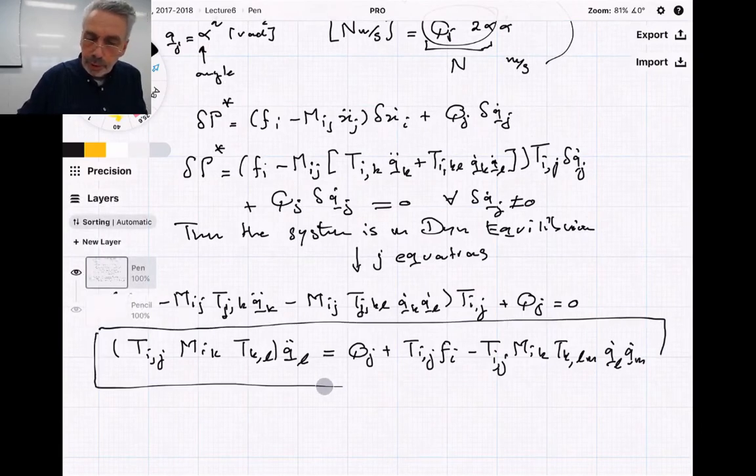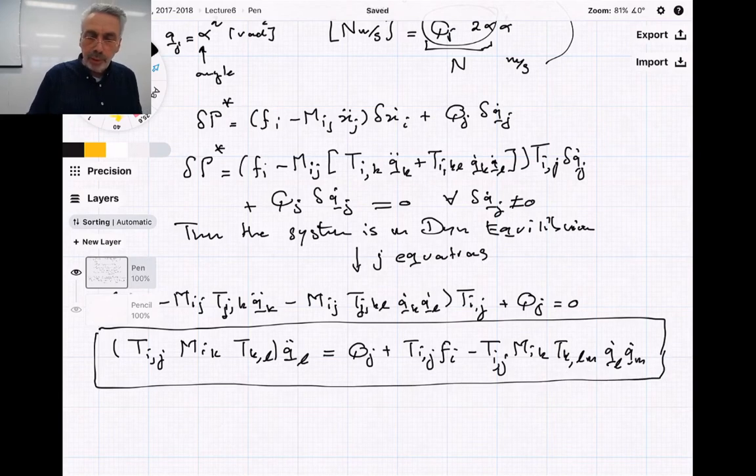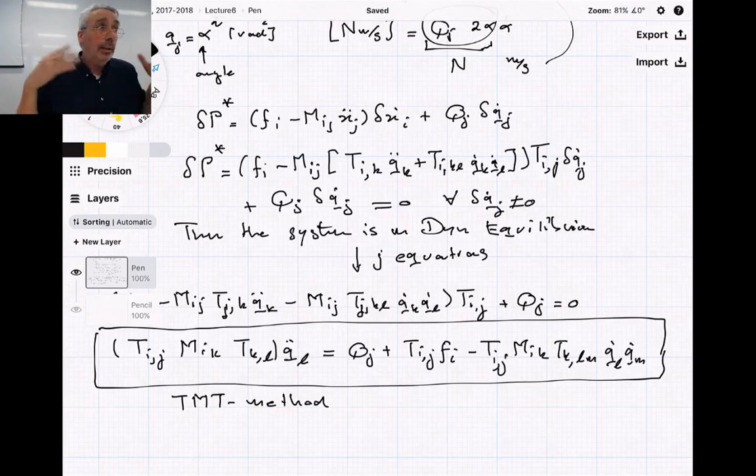And this is also the reason why we call this method the GMT method. That's our origin. That's why people started to call it like that. I didn't do it. It's not my mistake. I'm innocent in this case.